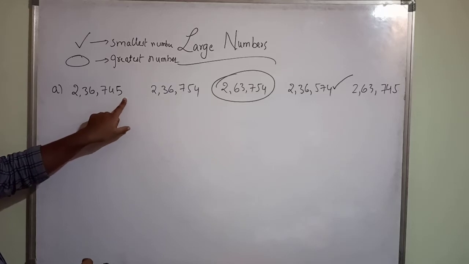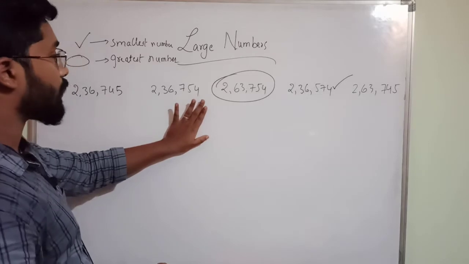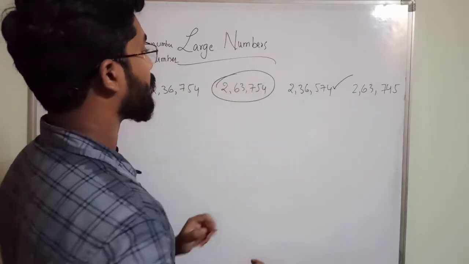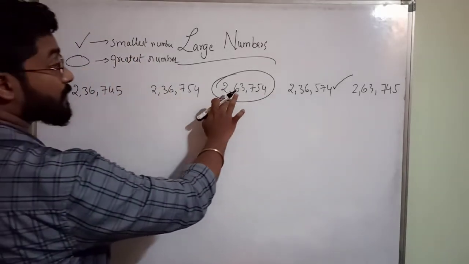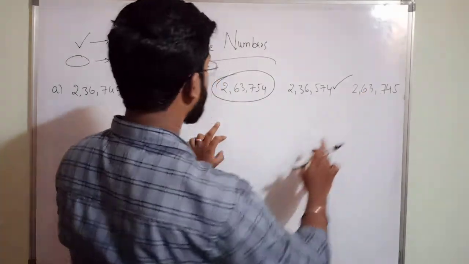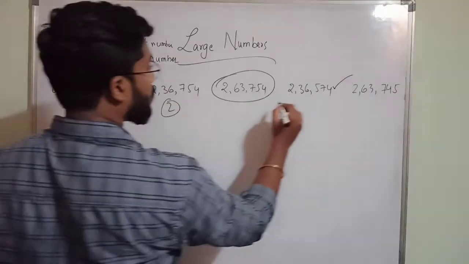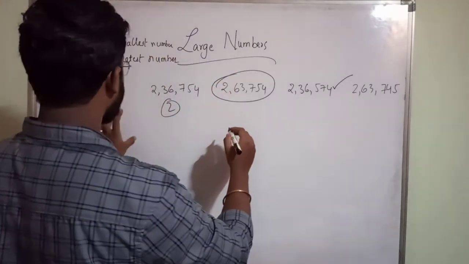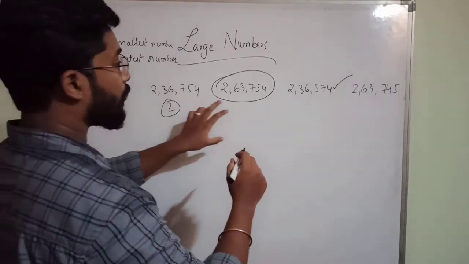2,36,745. This is one number. 2,36,754. This is one number. 2,63,754. This is 2,36,000 and this is 2,63,000. Among these four numbers, so among all these numbers, what you are having? 2,36,000 you are getting how many times? 3 times.